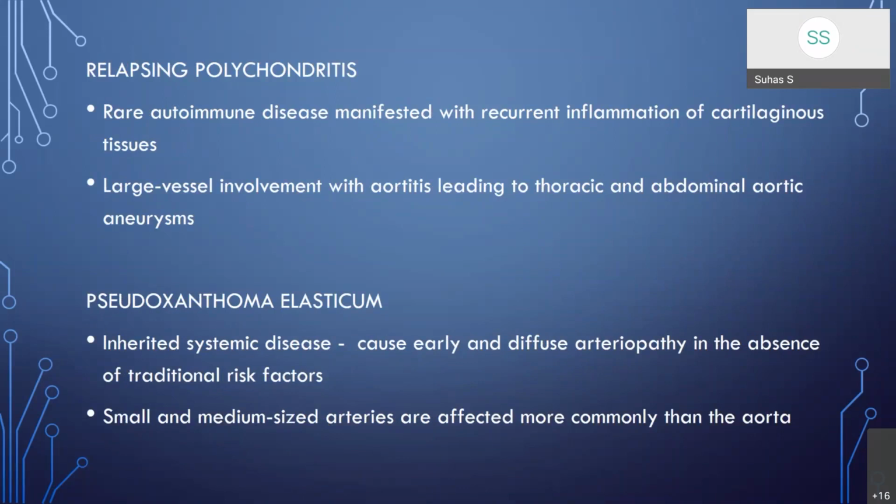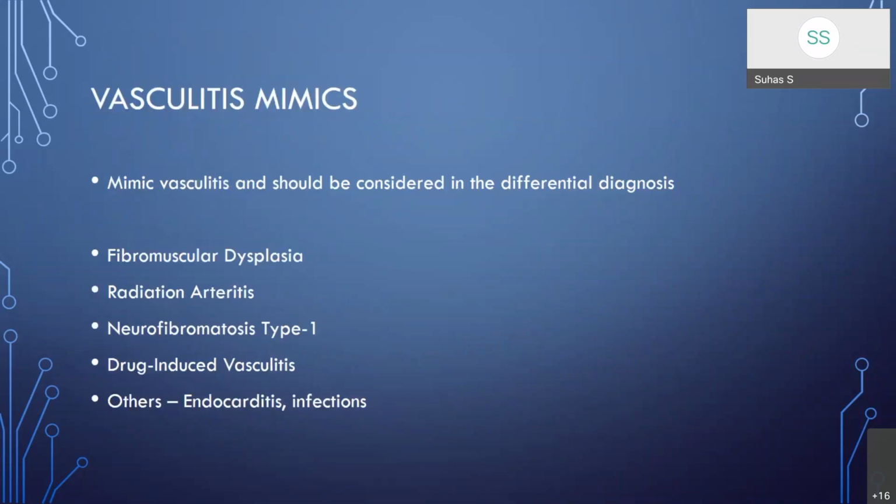Then we have pseudoxanthoma elasticum. This is an inherited disease which causes early and diffuse arteriopathy in absence of traditional risk factors. Small and medium arteries are affected more commonly than the aorta. Then we have vasculitis mimics. So before making a diagnosis of vasculitis, these should be considered as a differential diagnosis.